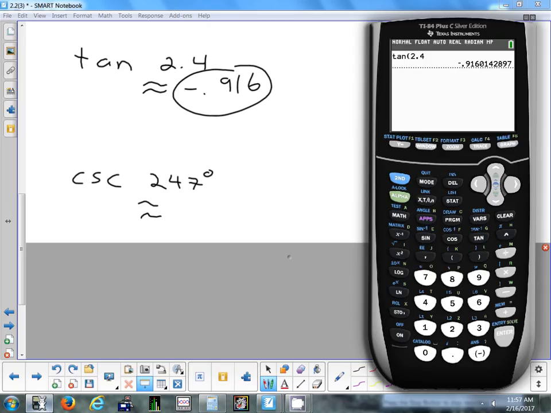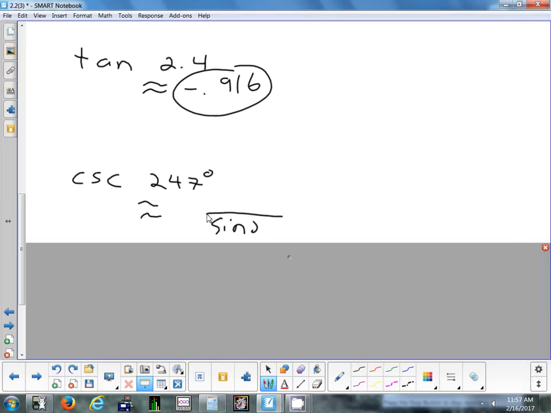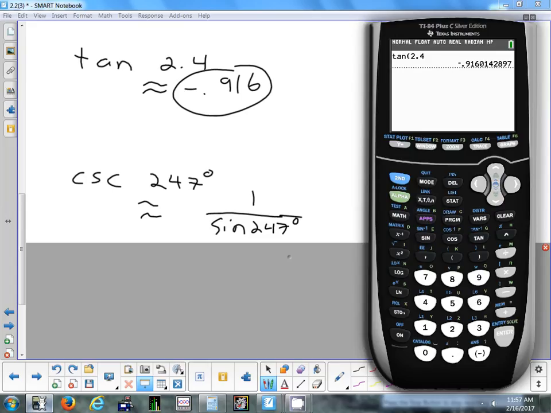Well, I need something to start with, though. What do I start out with here? To find the cosecant. Yep. Find the sine. Okay, so if you want to find the cosecant, the first thing you want to do is find the sine of 247, and then flip it. So the cosecant is 1 divided by the sine. That is the only way to type in something like that. Okay, that's how you type in cosecant. Okay, and it's 1.079.